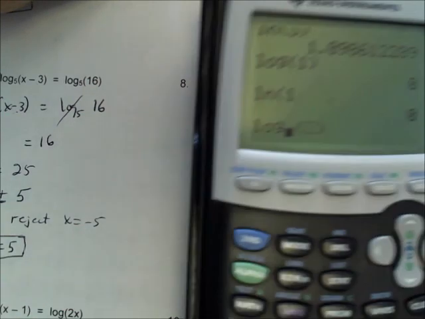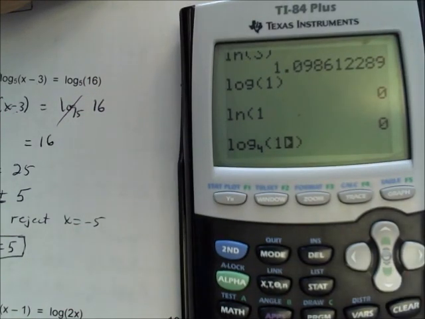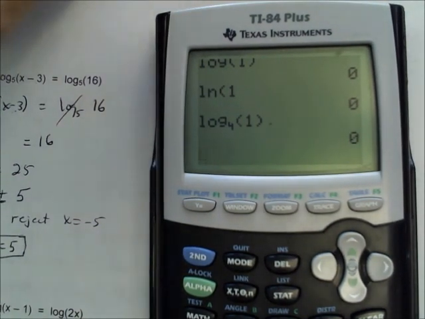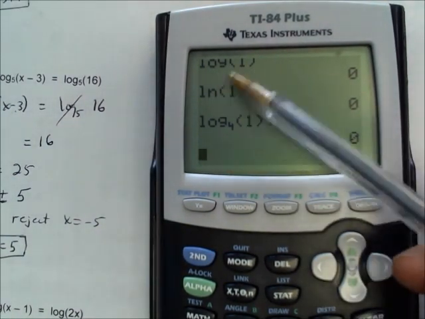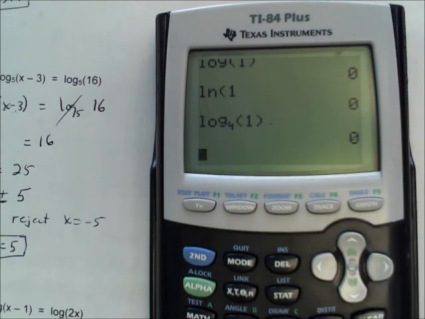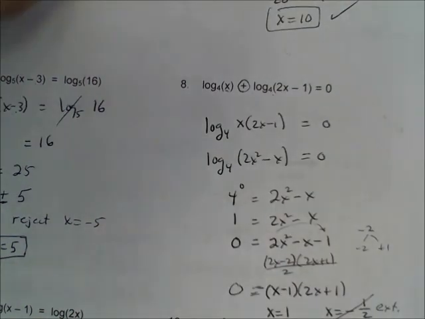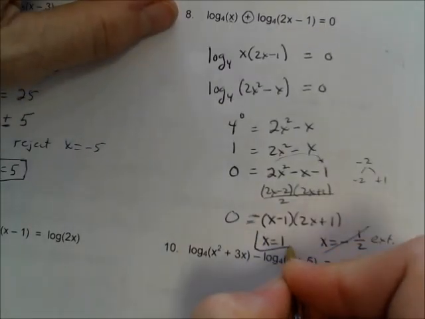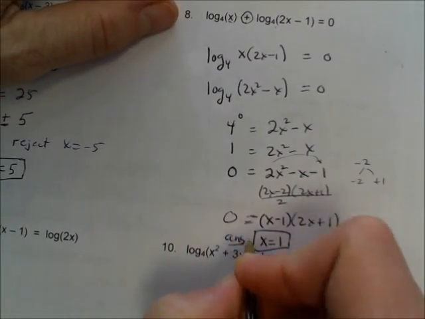Log base 4 of 1 is equal to 0. No matter what, the log of 1 equals 0, because 4 to the 0 power, e to the 0 power, 10 to the 0 power always equals 1. So our answer is x equals 1. That one checks.